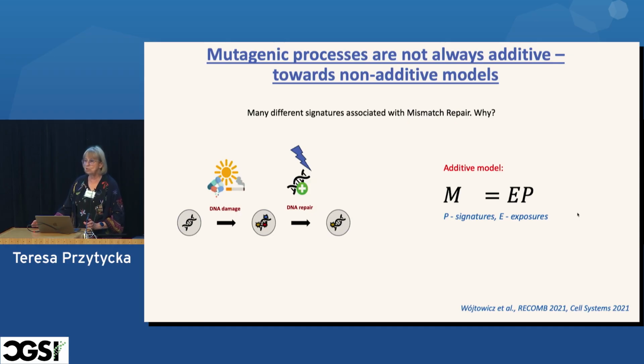modeling mutagenic processes. But before I go into that, I would like to ask how much time do I have? Okay, so I'm not going to go into details, but only motivate the question. And this is actually published at Recomb and Cell Systems. So obviously, we now should appreciate that DNA signatures are acquired in two steps. First, DNA damage, and then DNA repair.